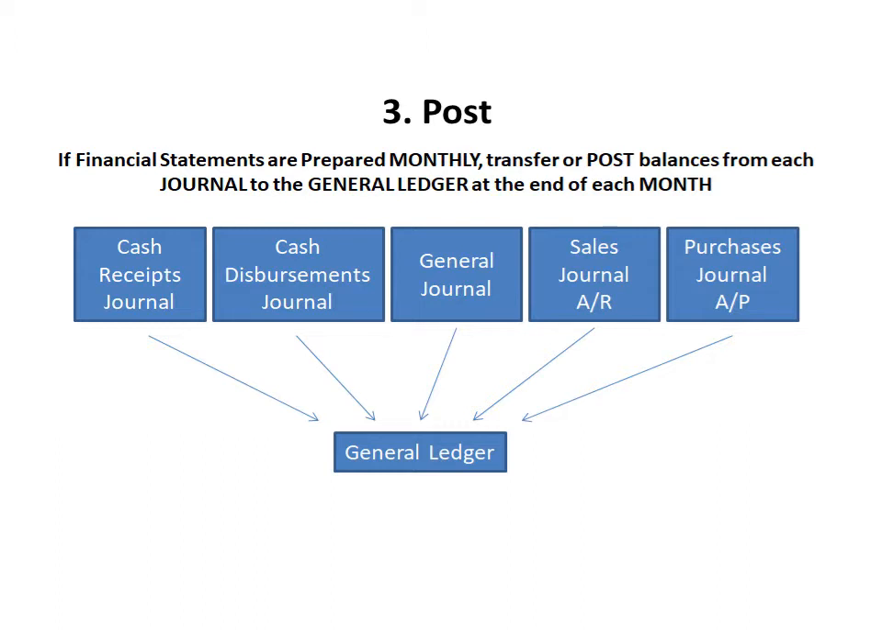So the general ledger, I'm merely transferring balances for the month, posting, to a separate page for each account in my chart of accounts in what is called a general ledger. Journals are original books of entry. Ledger pulls all of that financial data together.